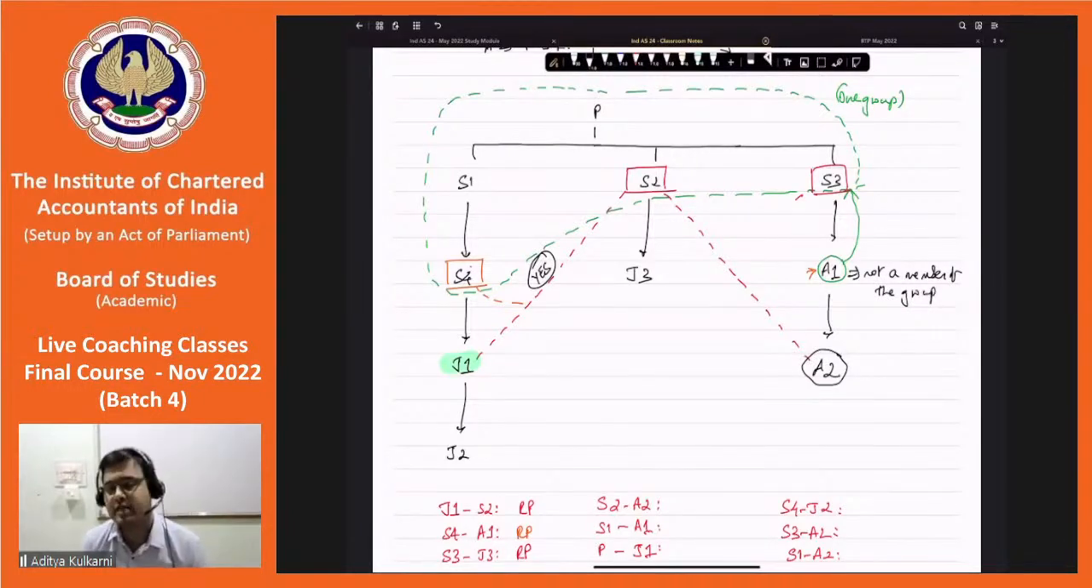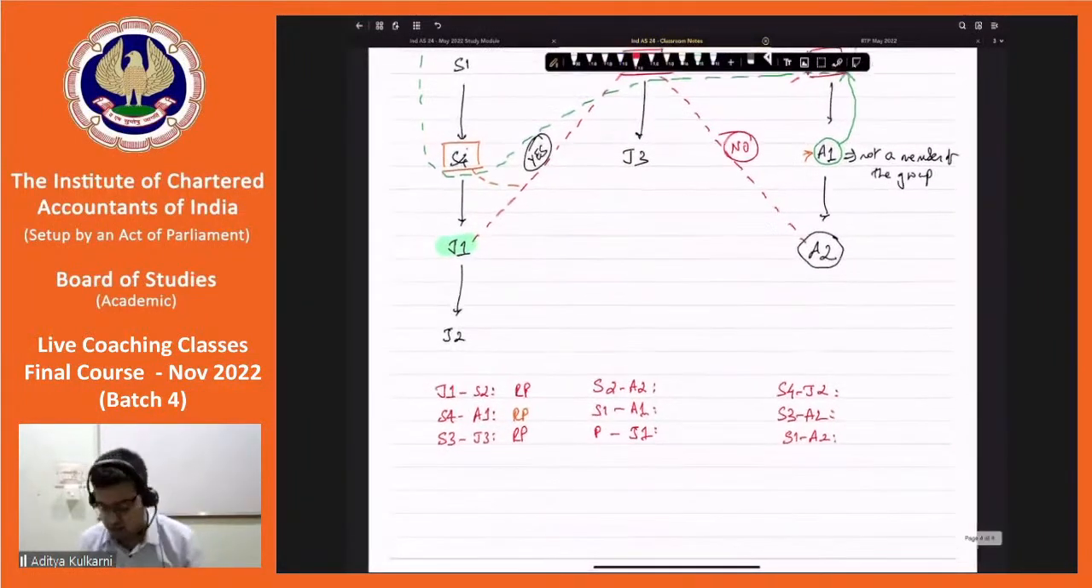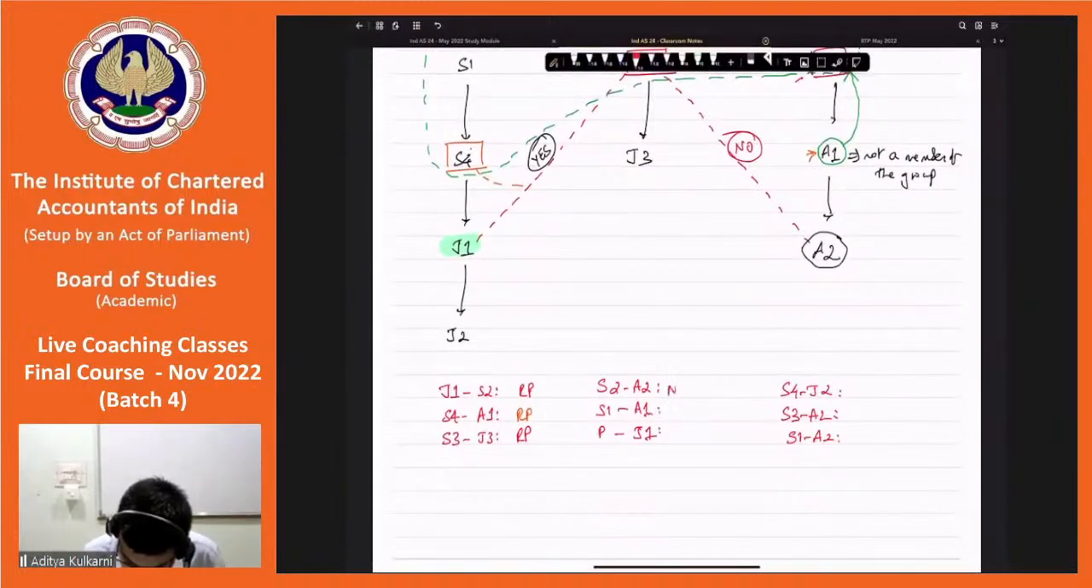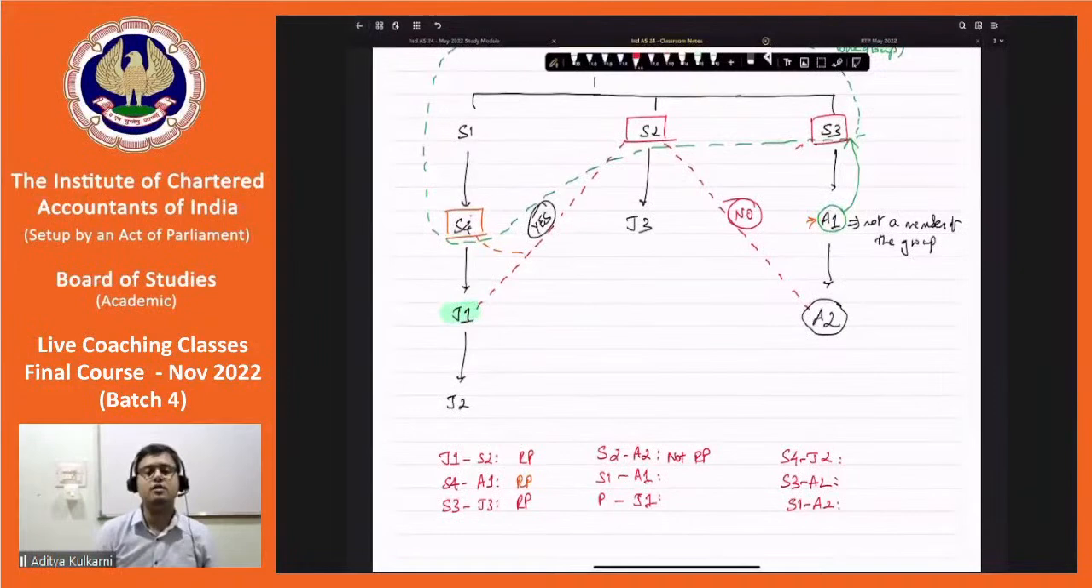And because it is not a member of the group, can I say that A2 is not a member of the group, whereas S2 is a member of the group? And therefore, is there a relationship between S2 and A2? Srinidhi, there is no relationship. Okay, so S2 and A2, not related parties. Why?